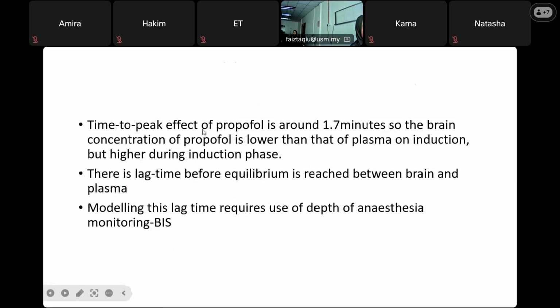The time to peak effect of propofol is around 1 to 1.7 minutes. The brain concentration of propofol is lower than the plasma on induction, but higher after the induction phase. So there is a lag time before equilibrium is reached between the brain and the plasma. Modeling this requires monitoring. Usually we use PIS.